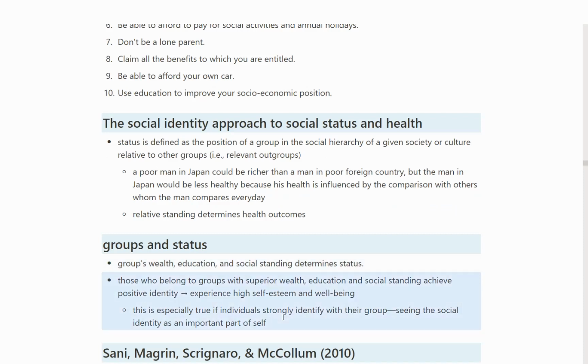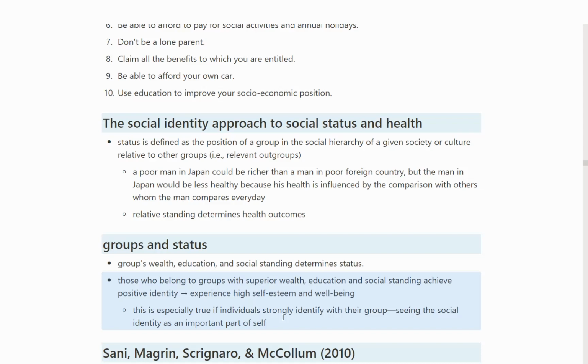And so those who belong to groups with superior wealth, education, and social standing achieve a positive identity. In other words, they will achieve positive identity, and thus they will experience high self-esteem and high well-being. This is especially true if individuals strongly identify with their group, or see the social identity as an important part of the self.